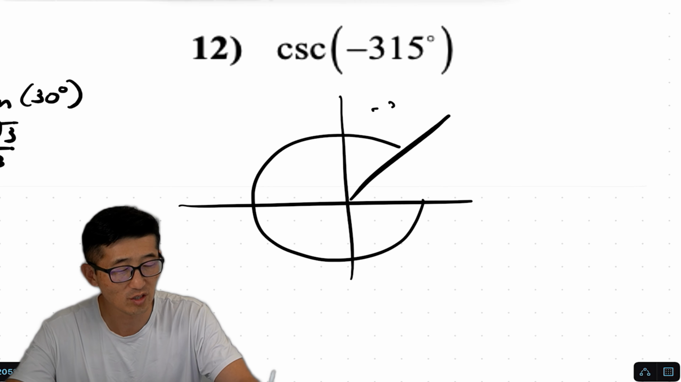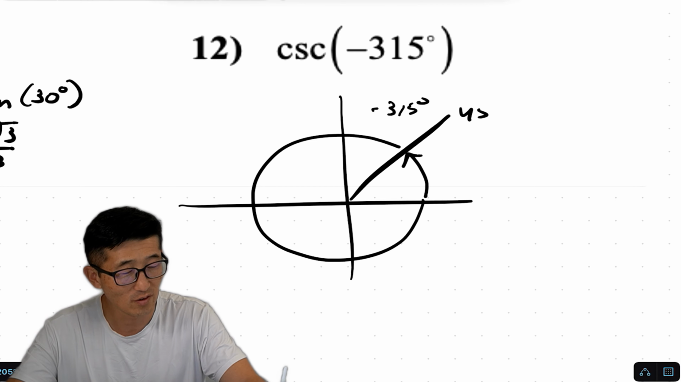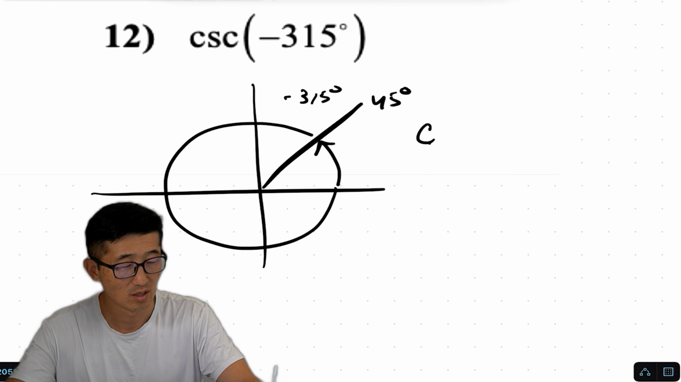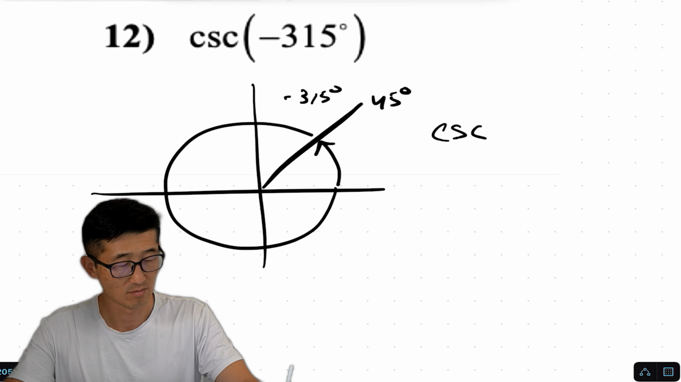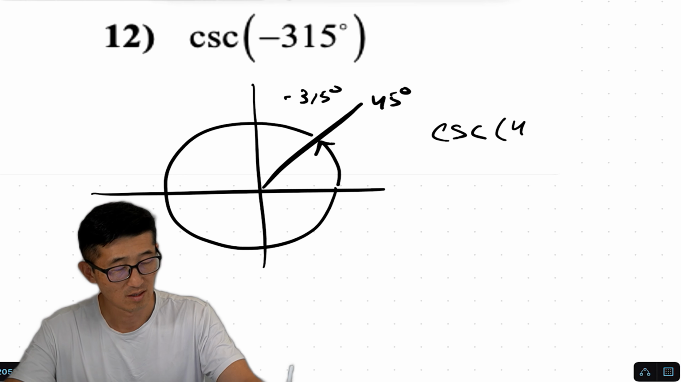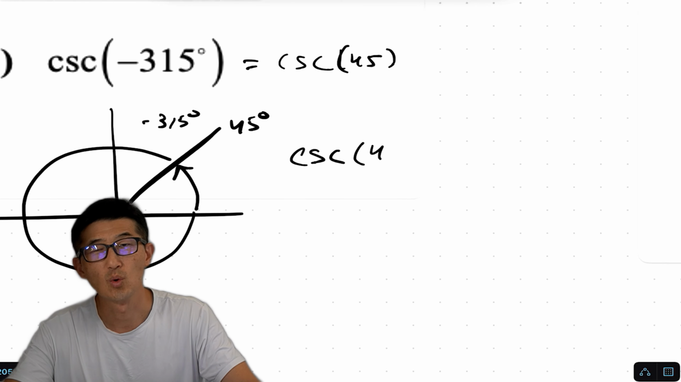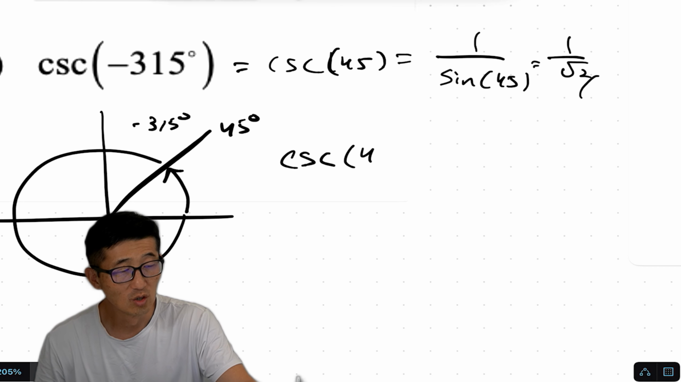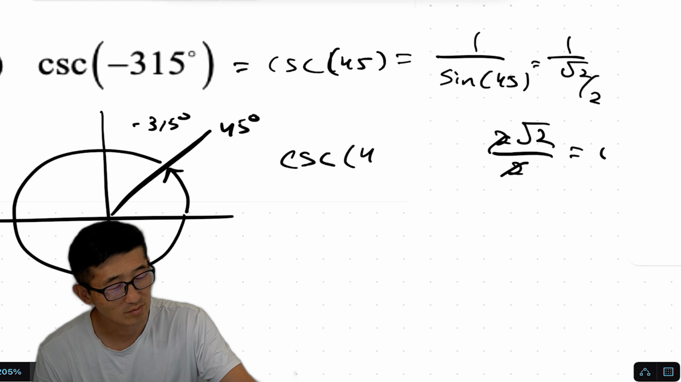That's negative 315 degrees, which is the same as 45 degrees. So it's going to be positive. Why just positive? Wait, cosecant is 1 over sine? Yes, 1 over sine of 45, which is 1 over rad 2 over 2. No, it's not just 2. It's rad 2.